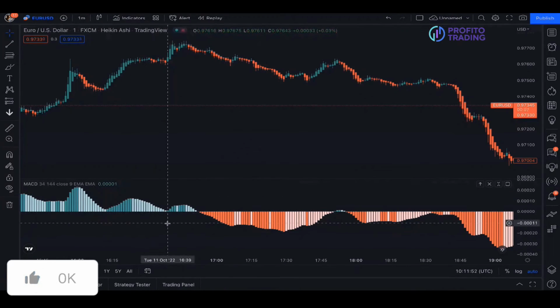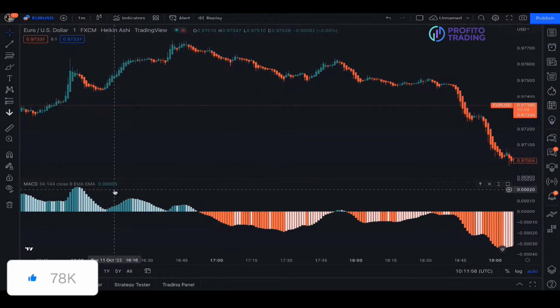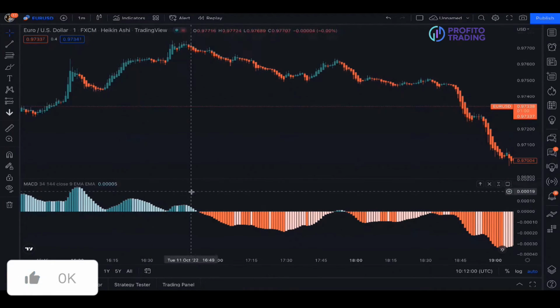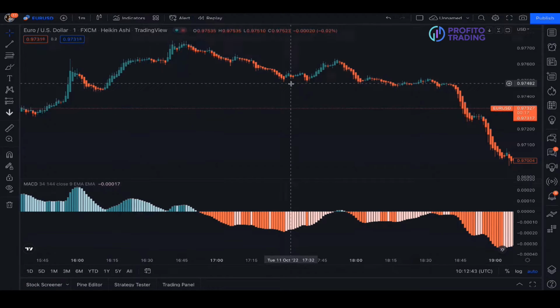With this MACD histogram and these settings, our purpose is not looking for trading signals. We only use this setup for identifying the current trend and possible changes in the direction of the market.